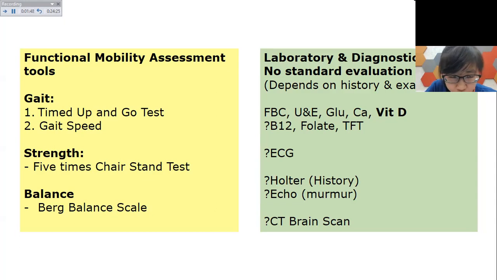If there's suspicion of a cardiac problem, an ECG should be done, or even a Holter if there's a loss of consciousness. If there's a murmur present, then an echo should be done. And if there's a fall with head injury, or suspicion of a stroke with presence of focal neurological deficits, a CT brain scan should be done as well.